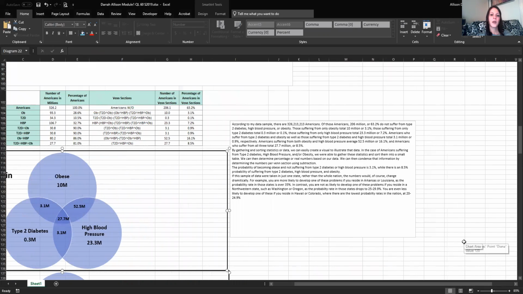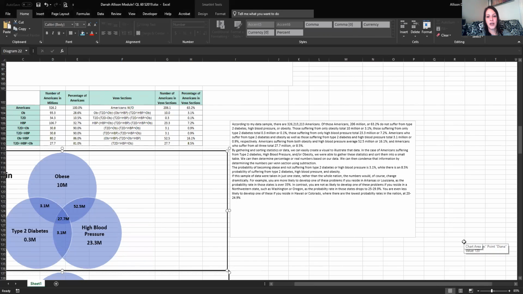There it goes. Okay. So according to my data sample, there are 326,213,213 Americans. See, I can't say it. Of those Americans, 206 million, or 63.2%, do not suffer from type 2 diabetes, high blood pressure, or obesity. Those suffering from only obesity total 10 million, or 3.1%. Those suffering from only type 2 diabetes total 0.3 million, or 0.1%.